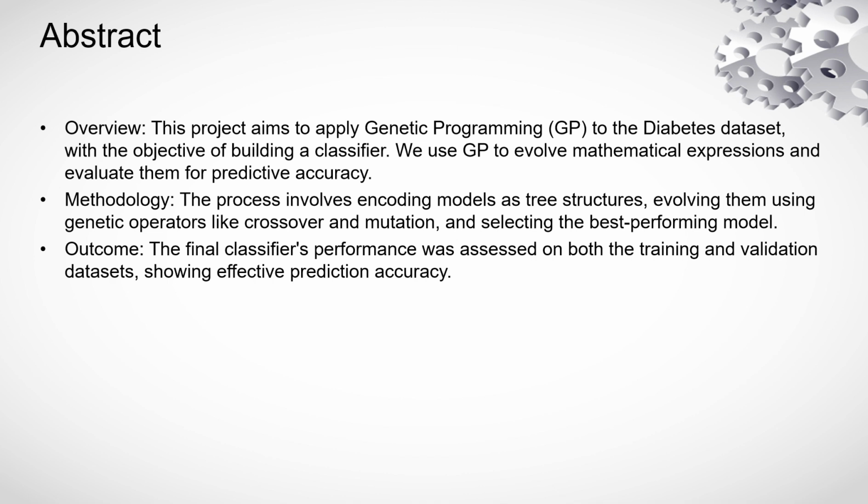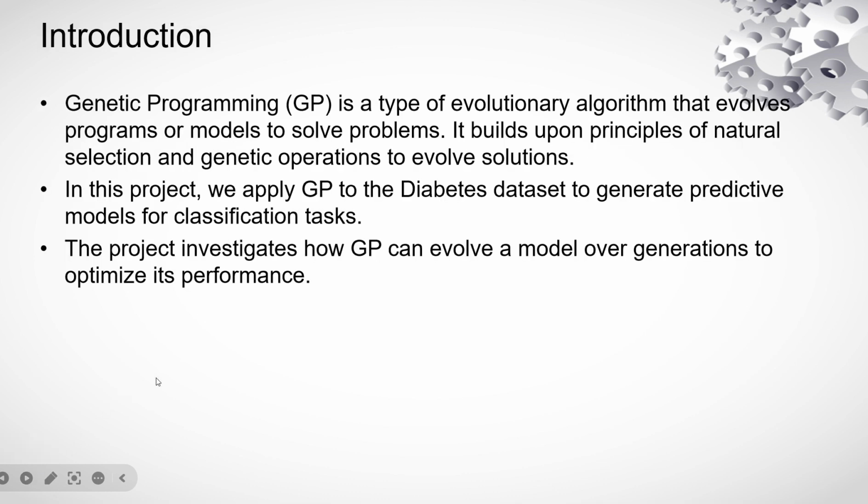The outcome is that the final classifier performance was assessed on both training and validation datasets, showing effective prediction accuracy. I then used the trained model on my test dataset and analyzed the accuracy on the test data set. GP, as we all know, is a type of evolutionary algorithm that evolves programs or models to solve a problem. It builds upon the principle of natural selection and genetic operations to evolve solutions.